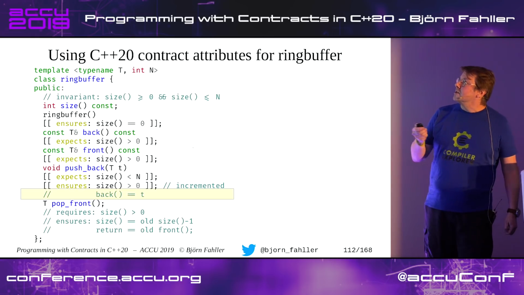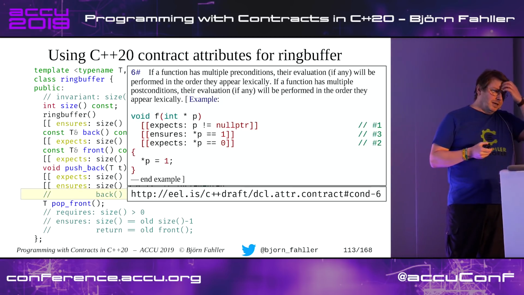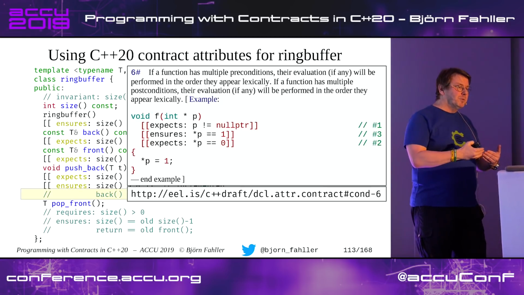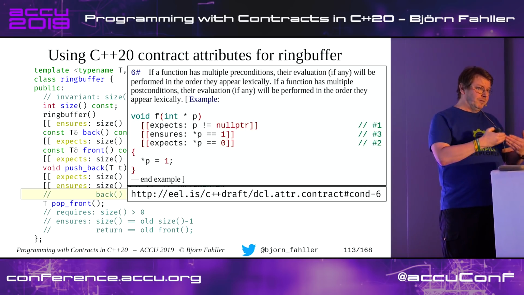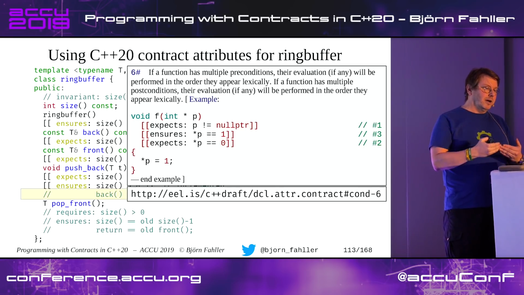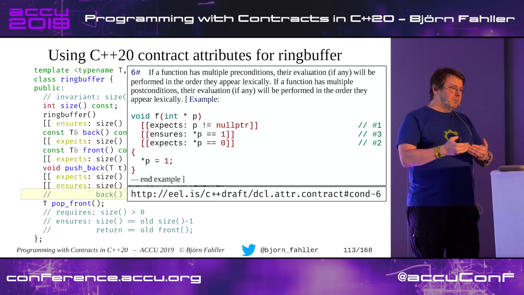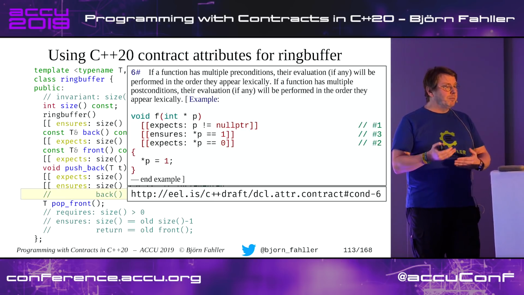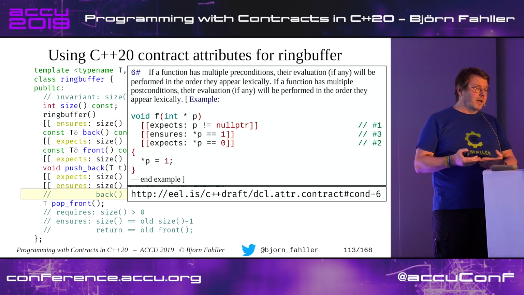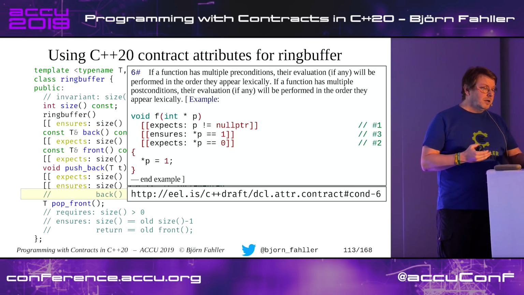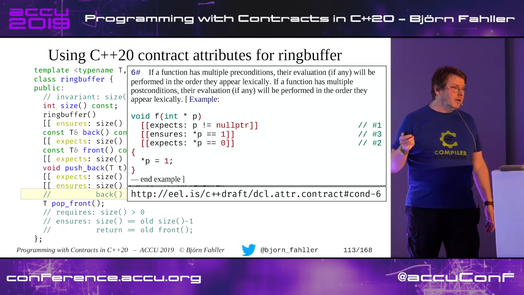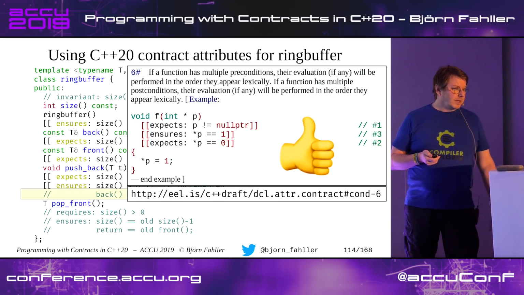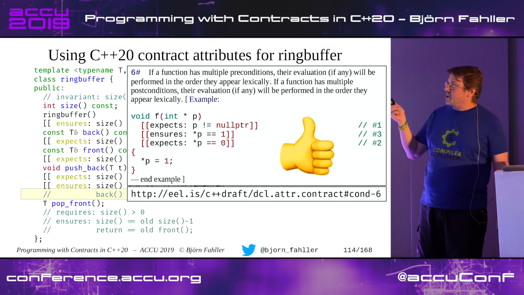So this one is interesting. To begin with, we see here that if a function has multiple preconditions, their evaluation, if any, will be performed in the order they appear lexically. Okay, good. If a function has multiple postconditions, their evaluation, if any, will be performed in the order they appear lexically. Okay, we have 2. That is good. We're fine. So this is good. This works.